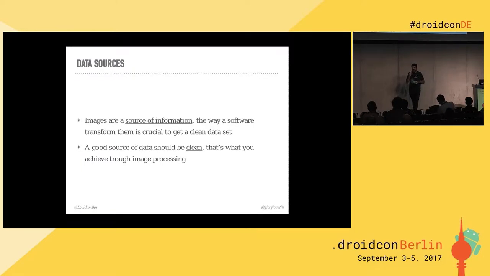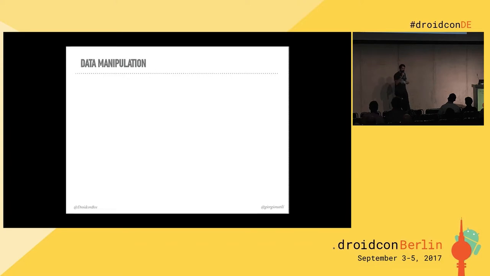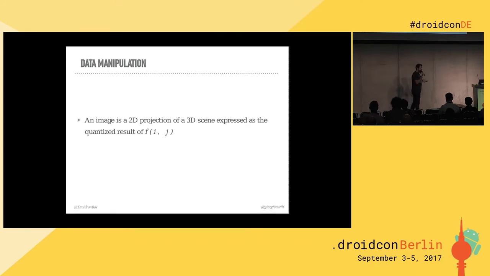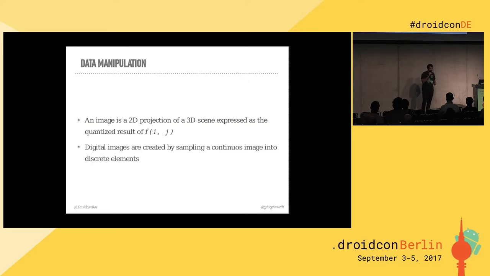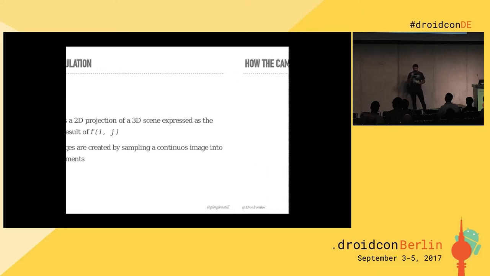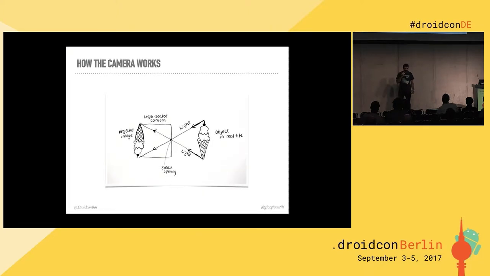You have to clean the information that is in the image, because every image, by default, is a little bit dirty. An image is a two-dimensional projection of a 3D space. So actually, it's a quantized representation of this space, and it's usually defined by the function f(i,j). What does it mean? It means that when you get something in a camera, you get this point that gets obviously reverted from the camera, and then you have to start to deal with this two-dimensional representation on a plane of a 3D object.